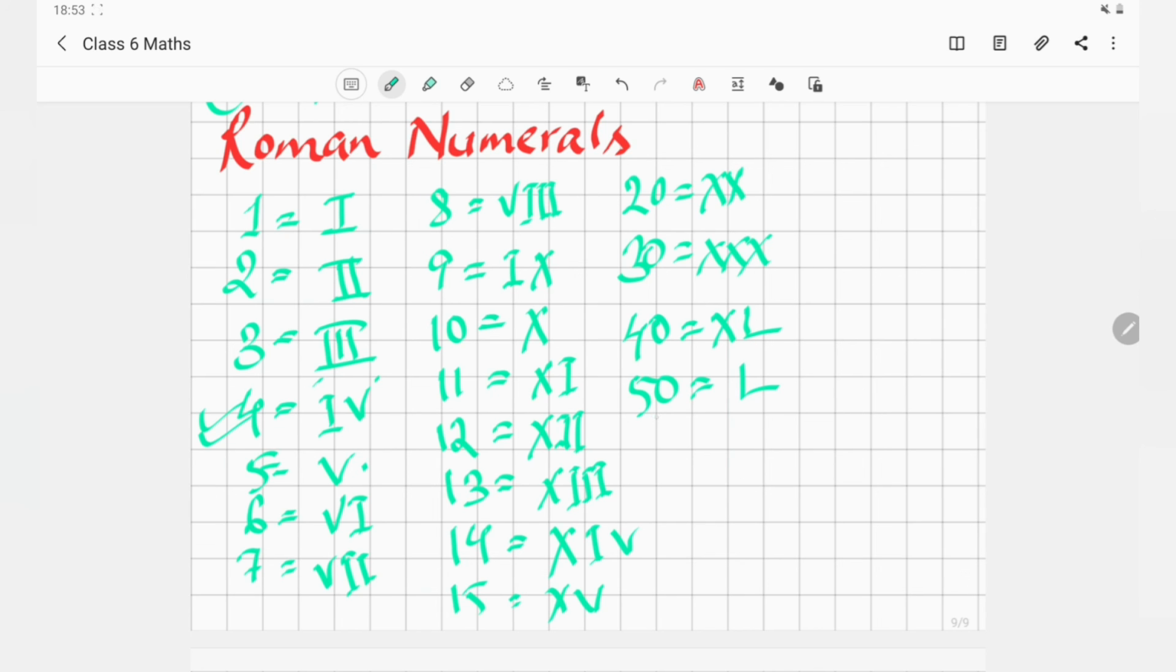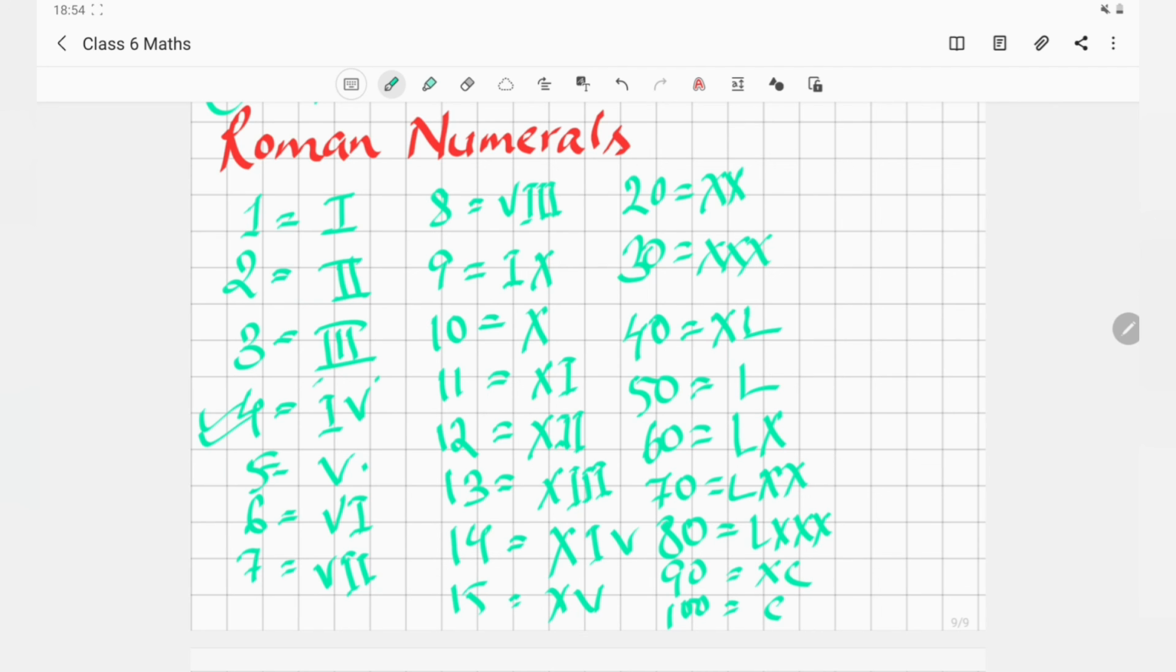So 50 is L, right? Similarly 60 will be what? 60 will be L and an X, which is basically 50 plus 10. 70 will be L double X. 80 will be what? 80 will be L triple X. What will be 90 again? For 90 we will have to understand how 100 is represented. 100 is represented as C, so 90 will be represented as 10 less than 100, which is XC.